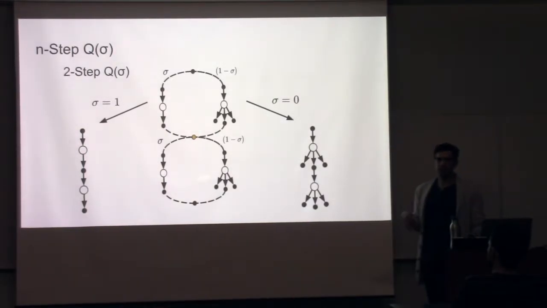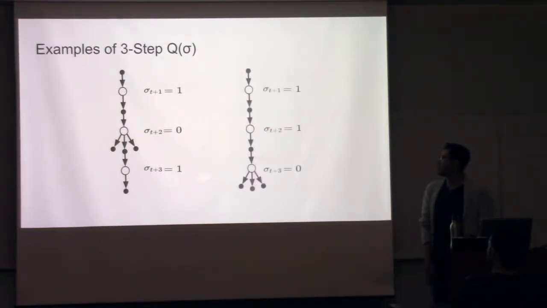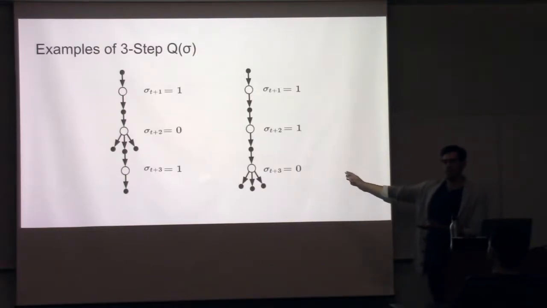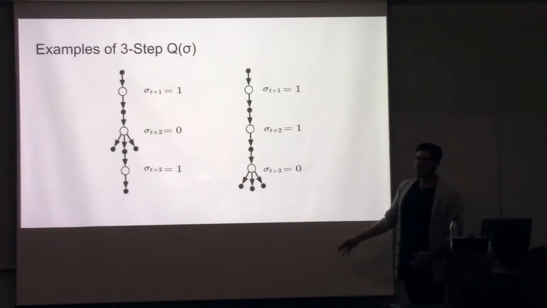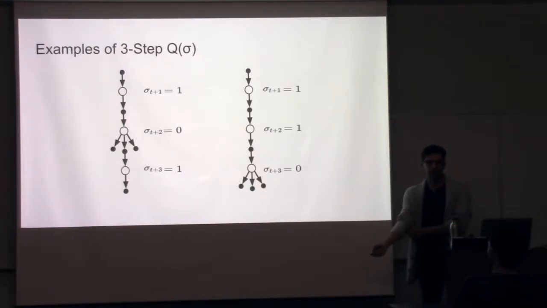However, sigma doesn't have to remain constant throughout the backup. So we can change it over time. For example, we can choose sigma equals 1 in the first step, then sigma equals 0, and then sigma equals 1 again. Or as another example, we can do this. And this just shows the flexibility that the Q sigma algorithm provides. We can represent this whole family of algorithms just by introducing this parameter sigma.